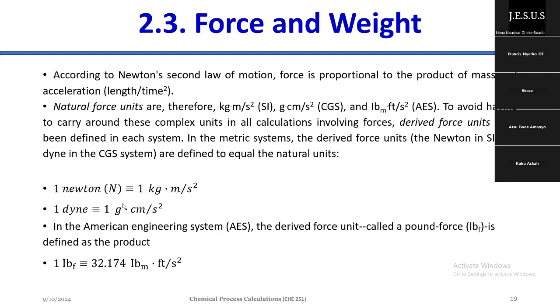But when it comes to the American engineering system, which is the AES, they use the pound force. Note, we have pound force and we have pound mass. The difference is that there is a subscript f attached to the pound here, the lb here, and in this one there is subscript m. Now with the pound force, when I'm breaking it down to its base unit, it's not directly equal to 1 pound mass feet per second squared, as the Newton and the dyne are equivalent to just one of them.